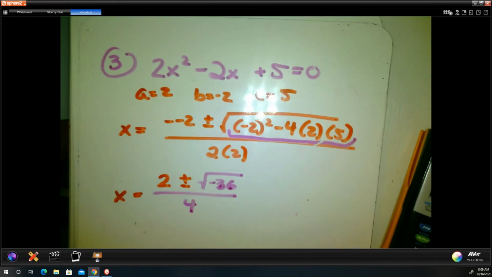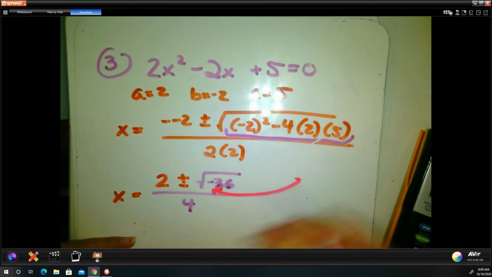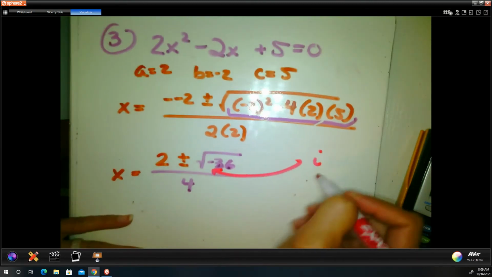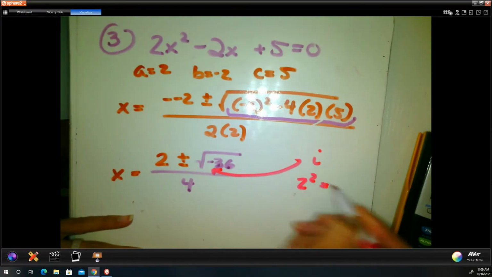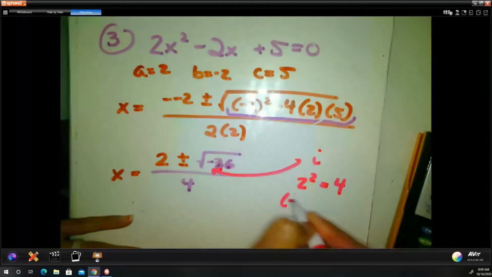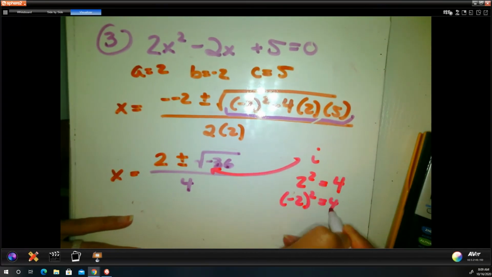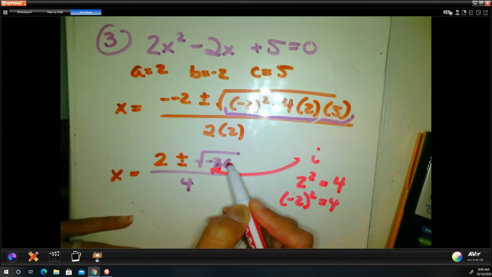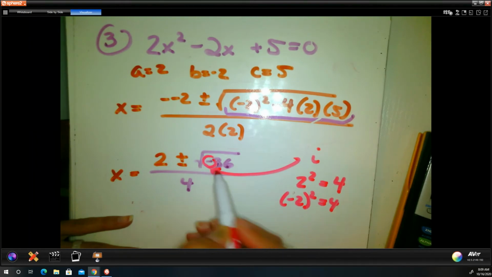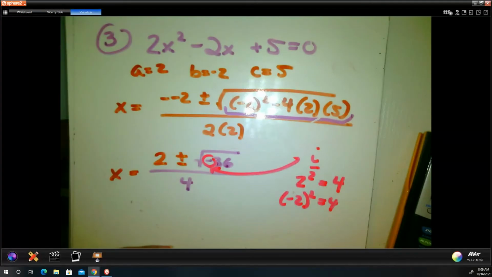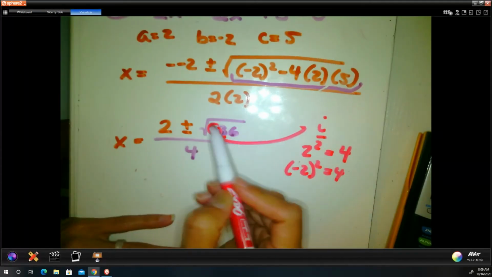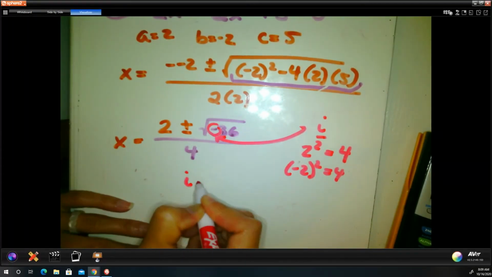As soon as I see that it's negative, I should automatically be thinking that I'm going to have an i, because nothing squared is negative. If I have 2 squared, it's positive 4. If I have negative 2 squared, it's still positive 4. Everything squared is positive. So the square root of a negative is imaginary, and there's going to be an i.